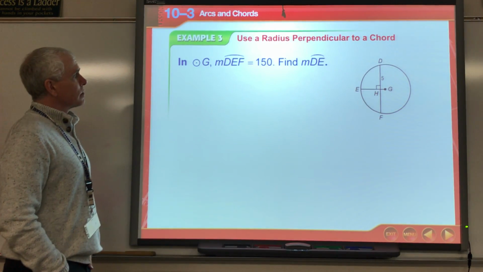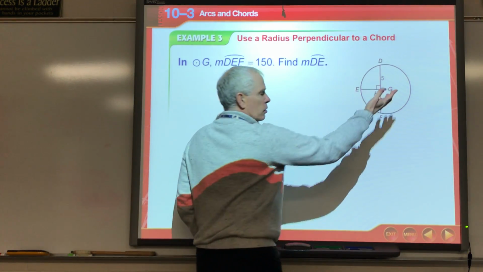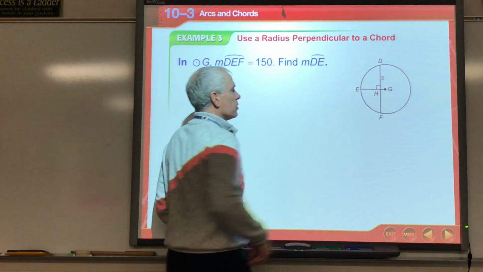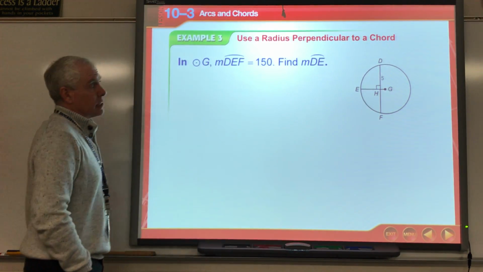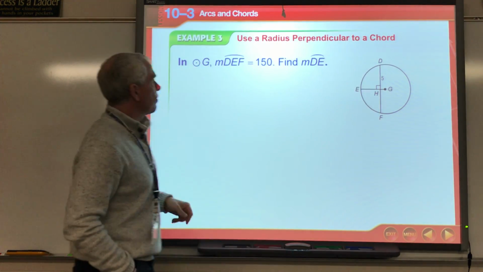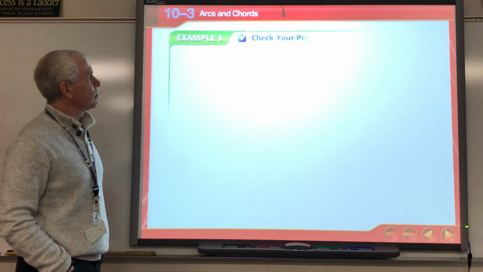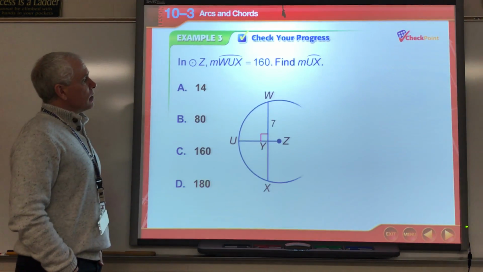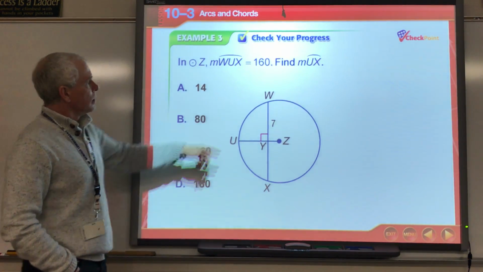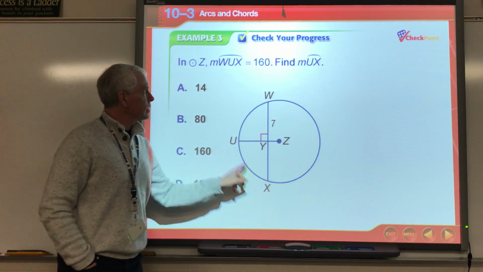So the measure of arc DEF is 150, and we've got a diameter, at least a portion of a diameter, perpendicular to that chord, so it bisects the chord and the arc. So DE is just half of that 150 because it got bisected. Half of 150 is 75. Okay, so take a minute. Same thing, if this is 160, UX, half of it's got to be 80.